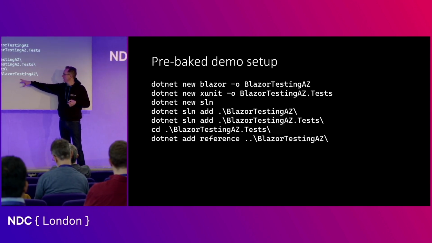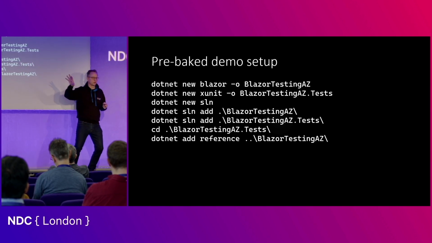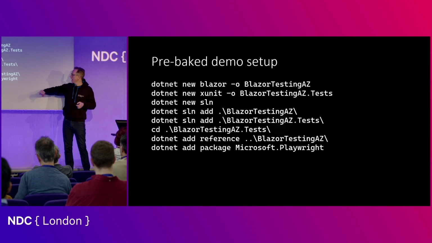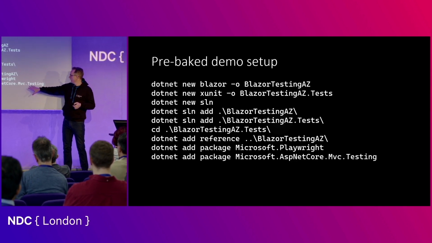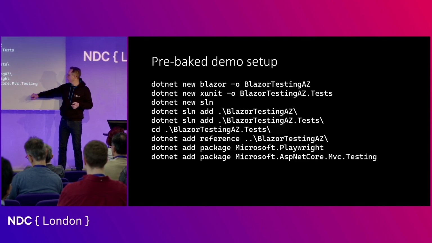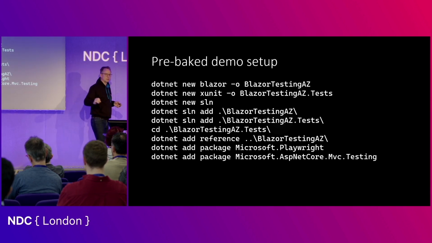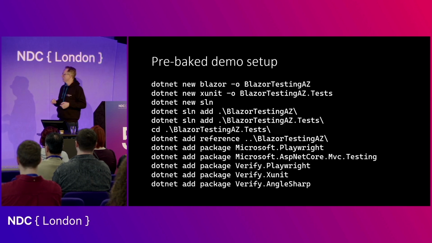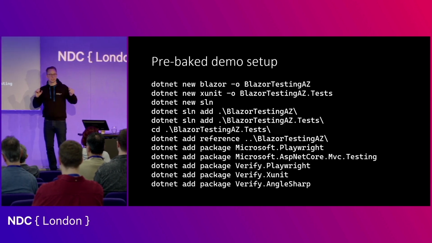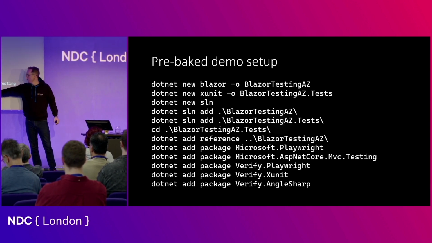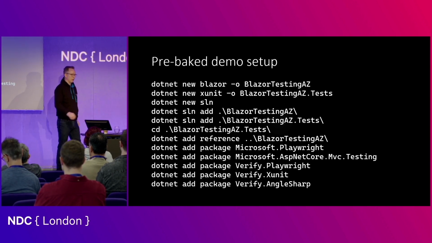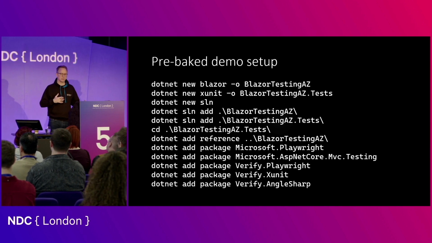So we add a reference to the system under test, the app we want to test, to our test project. We add Playwright, because we need that. We add this package from Microsoft, ASP.NET Core MVC testing, which does have the WebApplicationFactory that we will need to spin up our web app during testing. And finally, because we also want to talk a bit about snapshot testing, we add some of the Verify extension packages for XUnit, Playwright, and AngleSharp that we can use to do snapshot testing, which is quite valuable for these types of applications.